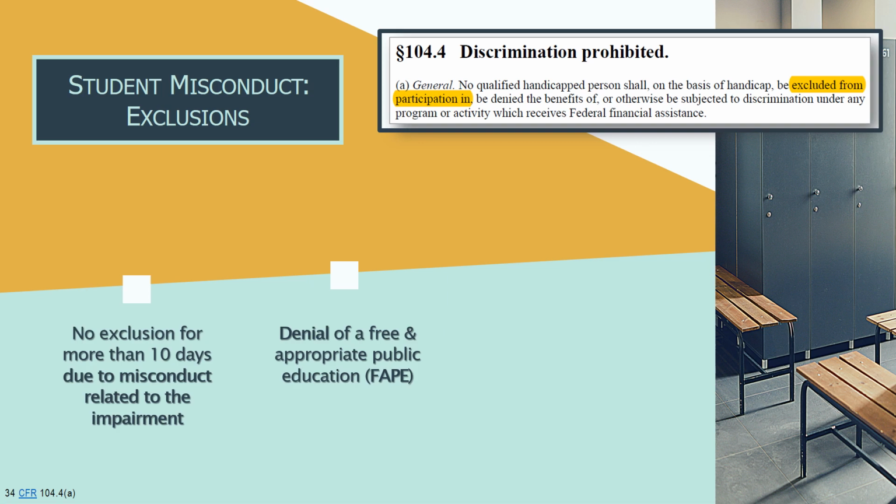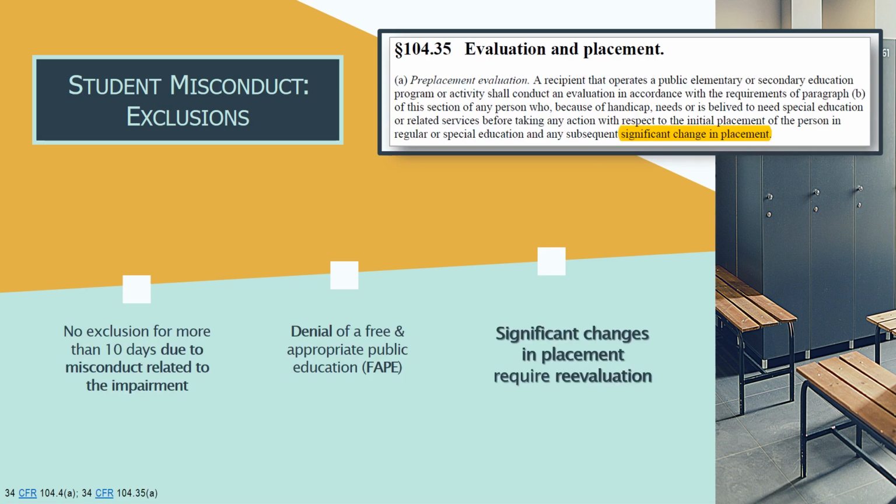When disciplinary actions that constitute a significant change in placement are proposed, the Section 504 team must meet and reevaluate the student prior to the change in placement. The Office for Civil Rights describes that long-term and in some cases short-term out-of-school suspensions are significant changes in placement that would trigger a reevaluation.